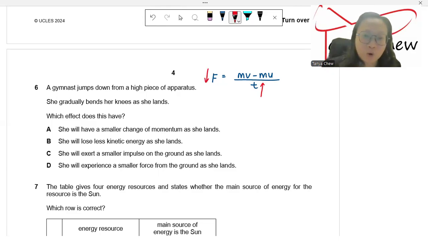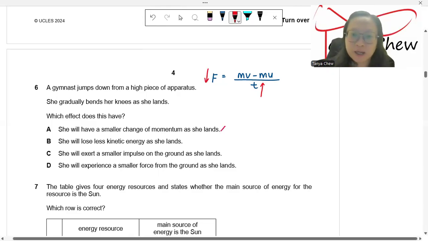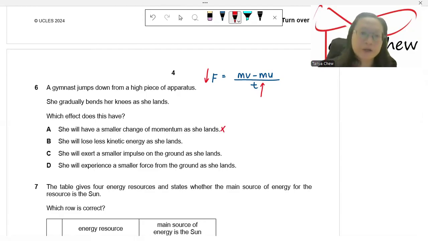She will have a smaller change of momentum as she lands? Momentum depends on her initial speed and her final speed. Her final speed must be equal to 0, so it depends on her initial speed, right? So the change in her momentum is the same, right?